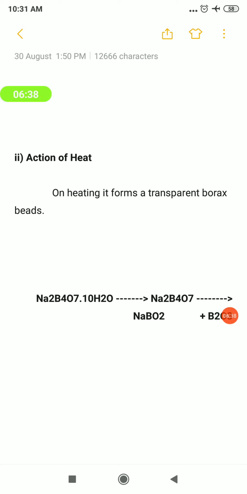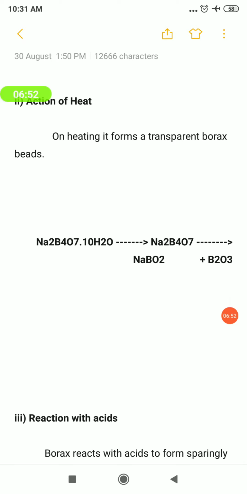Okay? Transparent borax bead, as we saw earlier, the borax glass. And when it is heated further, this glassy borax is decomposed to sodium metaborate NaBO2 along with the formation of boron trioxide B2O3. Okay? Initially the borax molecule loses the 10 molecules of water. On further heating it is converted into sodium metaborate NaBO2 along with boron trioxide B2O3.